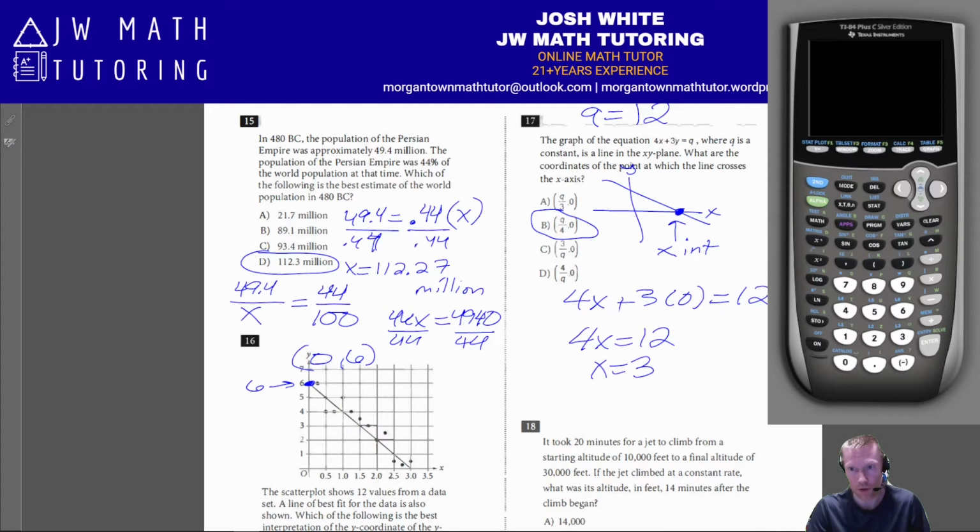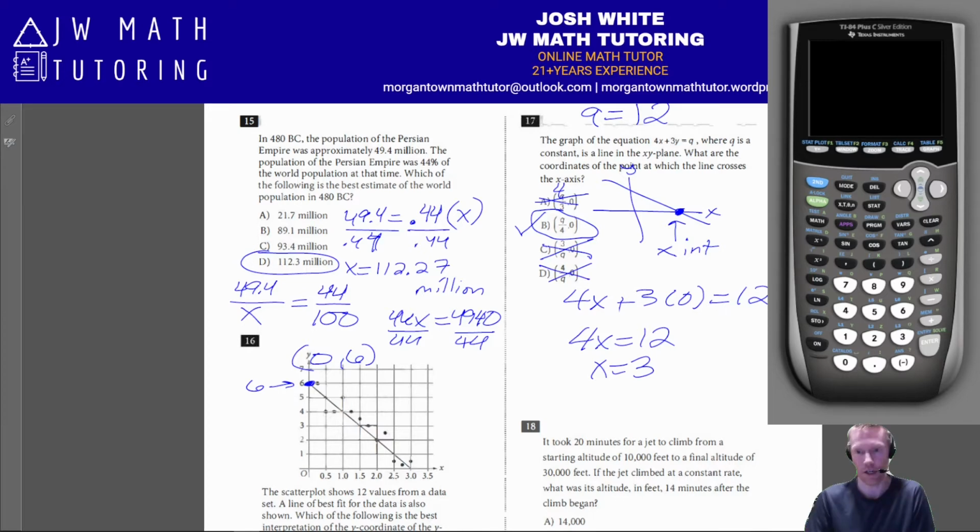So in A, we have 12 divided by 3. That's 4. That's wrong. That's not 3. B, we have 12 divided by 4. That's 3. That's going to be the correct answer. C, we have 3 divided by 12. That's 1 over 4. Wrong. And D, we have 4 divided by q. 4 divided by 12, 1/3. Wrong. So that's just an alternate way to do it if the q is confusing you or giving you trouble.